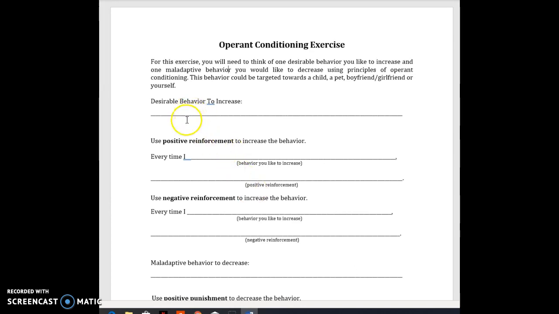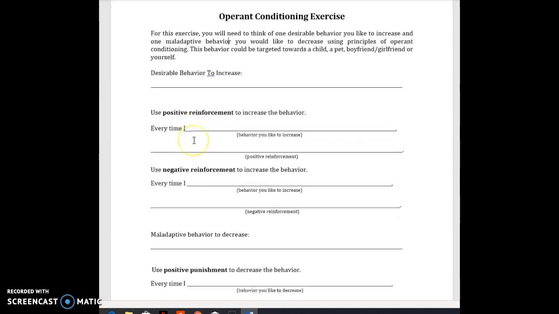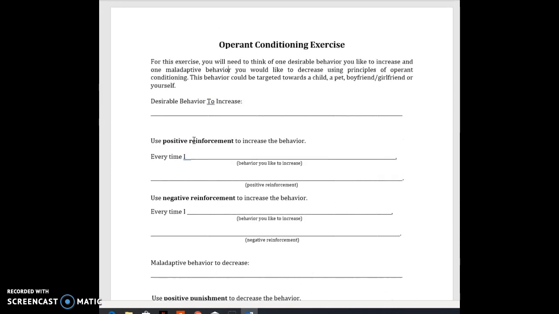I will use myself as an example and fill this sheet out so you all have an idea of what is required. However, when you're doing the worksheet, if you're a parent, you can think about your child's behavior, a pet's behavior, boyfriend, girlfriend, whatever you like. But I will be using myself. You can be as creative as you like when you're filling out your worksheet.